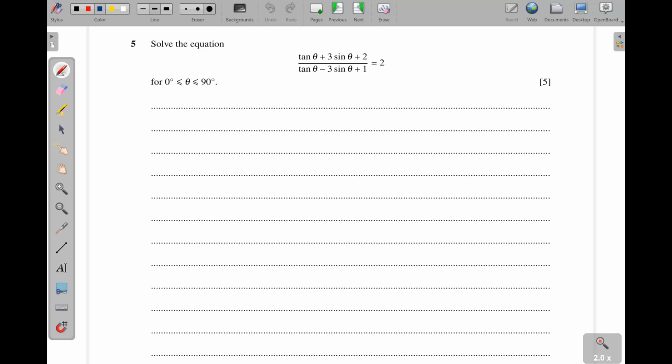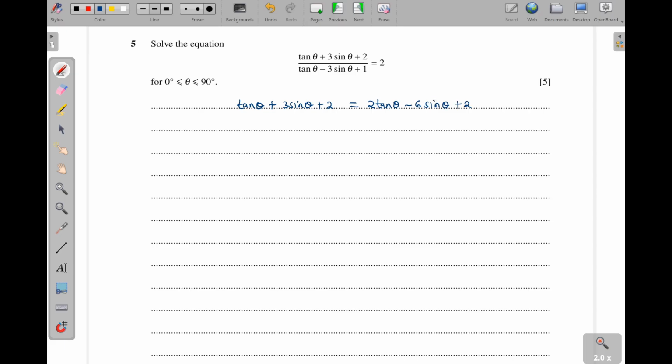Question 5 is coming from trigonometry. They are saying solve the equation, this one here, for theta ranging from 0 to 90. So we'll just cross multiply here, and then we get tan of theta plus 3 sine of theta plus 2. Then this one will be equal to 2 tan theta minus 6 sine of theta plus 2.